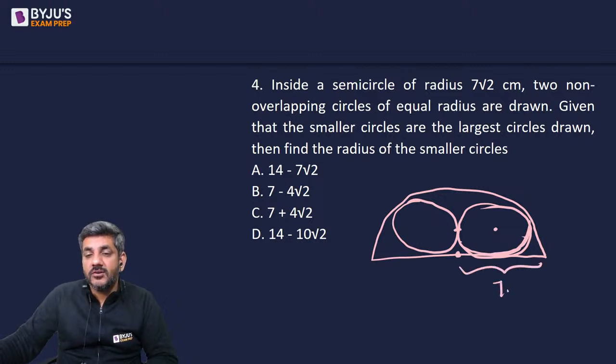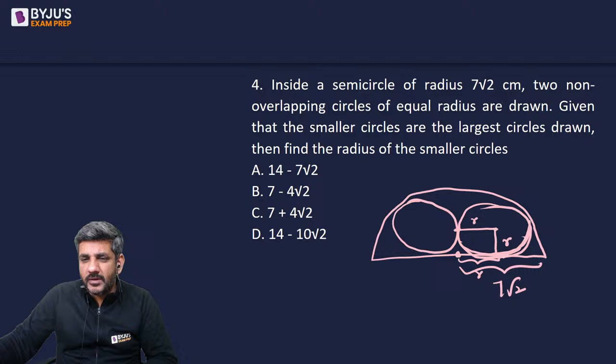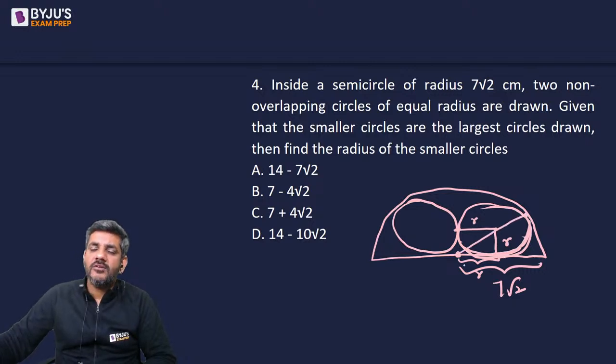So this would be 7 root 2. That is the radius. This is the center of one of the circles. Let's call the small radius of the circle r. So can I say this would also be equal to r, or I can say this would also be equal to r. And when I talk about this total length, the total length would be 7 root 2. Out of the 7 root 2, this is r. So ये बन जाएगा 7 root 2 minus r.